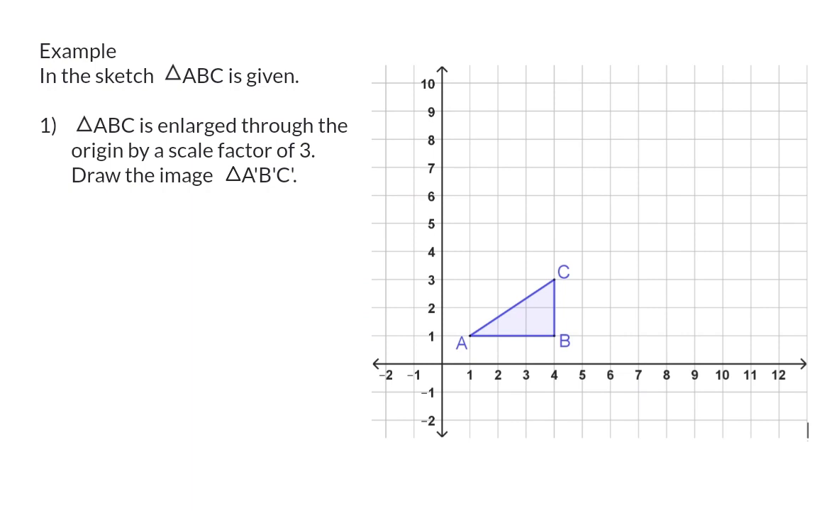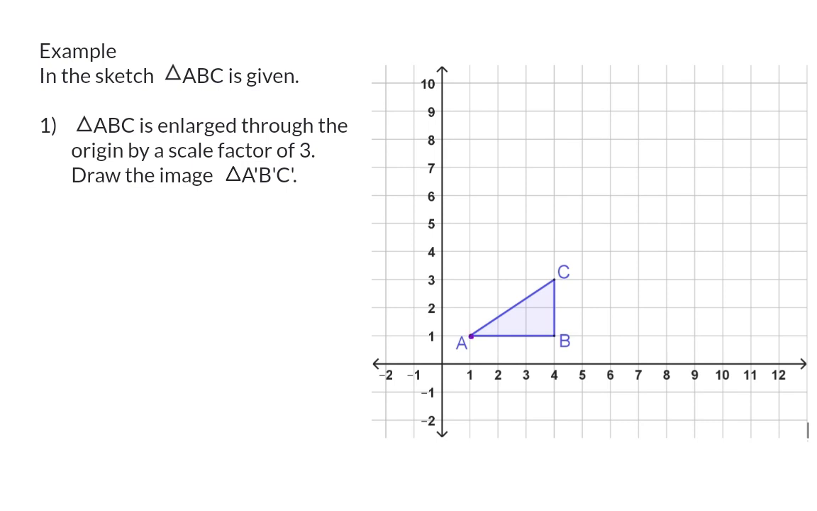Example: in the sketch, triangle ABC is given. First question: triangle ABC is enlarged through the origin by a scale factor of 3. Draw the image triangle ABC prime. This scale factor implies that every single coordinate of the triangle will now be enlarged or multiplied by 3.